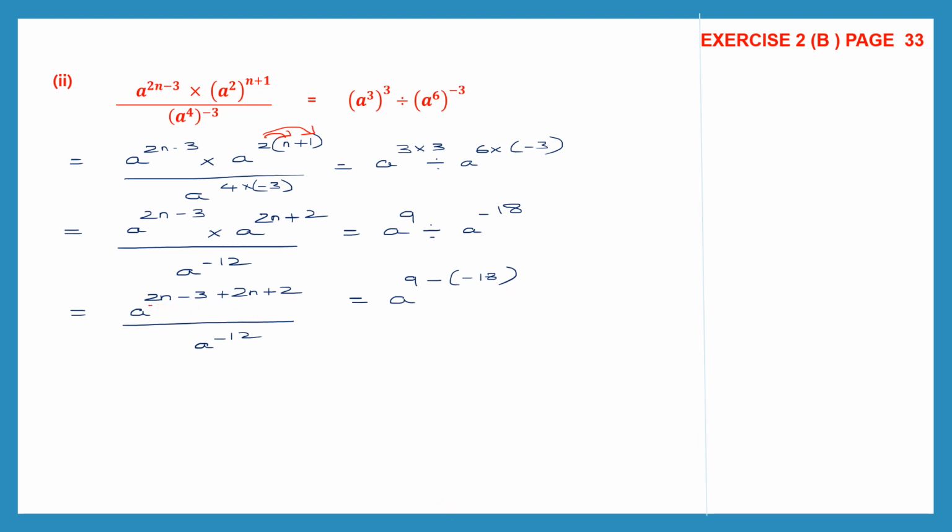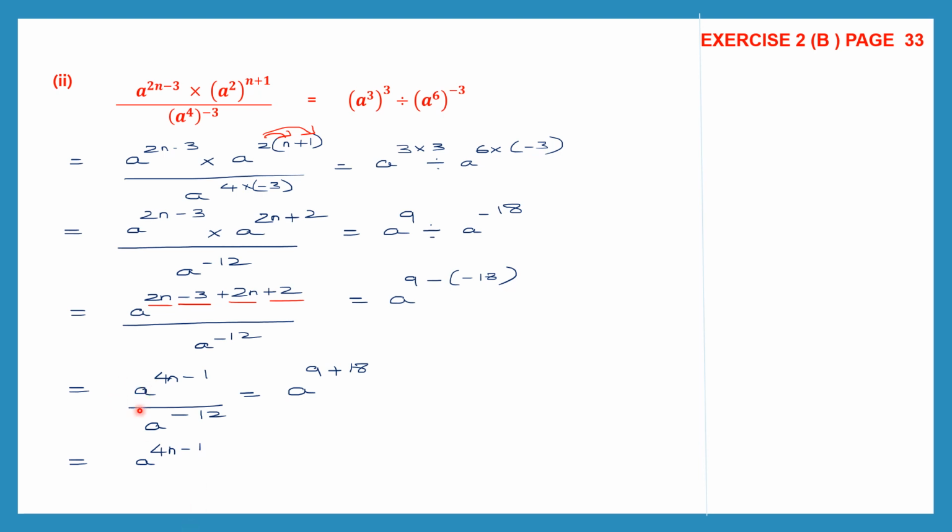So this is 2n plus 2n, which makes it 4n. So that is a raised to the power of 4n, and then we have minus 3 plus 2, which is minus 1. And in the denominator we have a raised to the power of minus 12, and on the other side a raised to the power of 9. Now minus into minus is plus, 9 plus 18. So this is equal to a raised to the power of 4n minus 1.